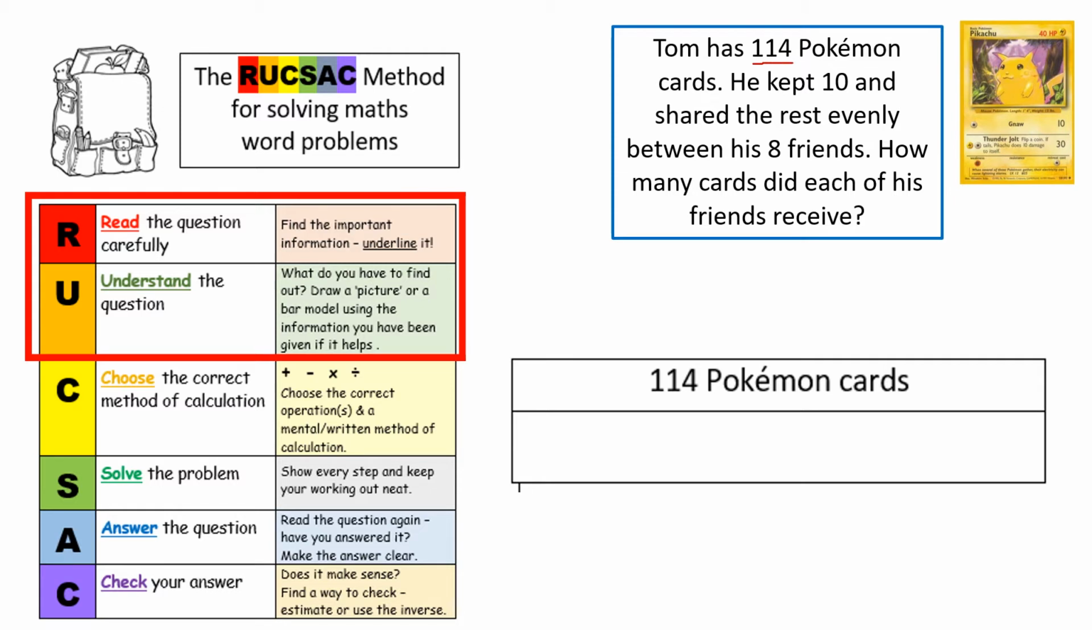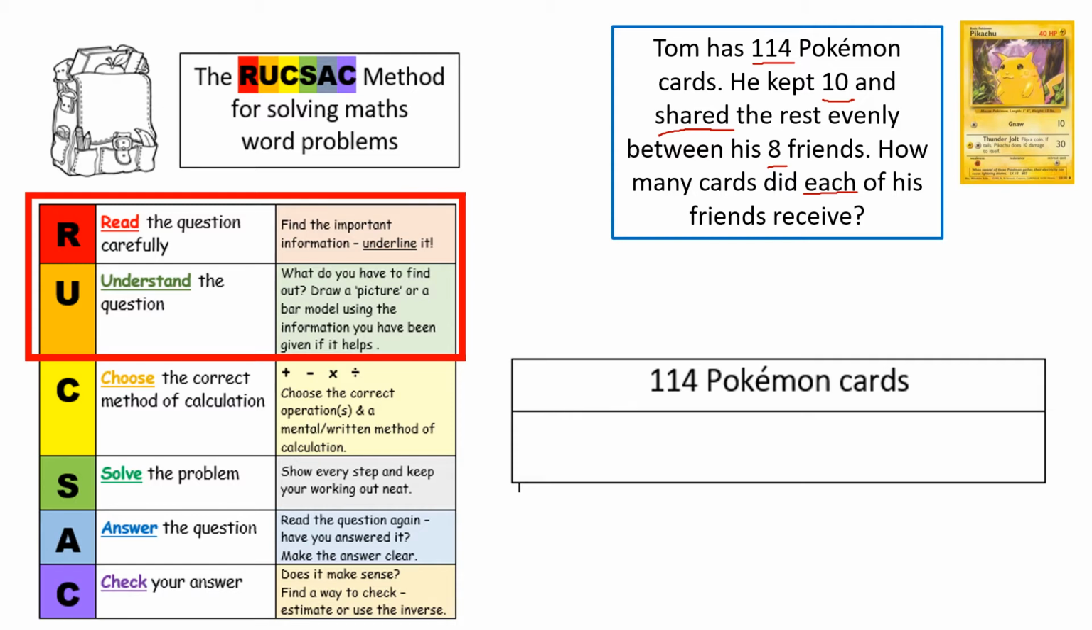Tom has 114 Pokemon cards. He kept 10 and shared the rest evenly between his 8 friends. How many cards did each of his friends receive? I've underlined the numbers and words which suggest what operation I may need to do.